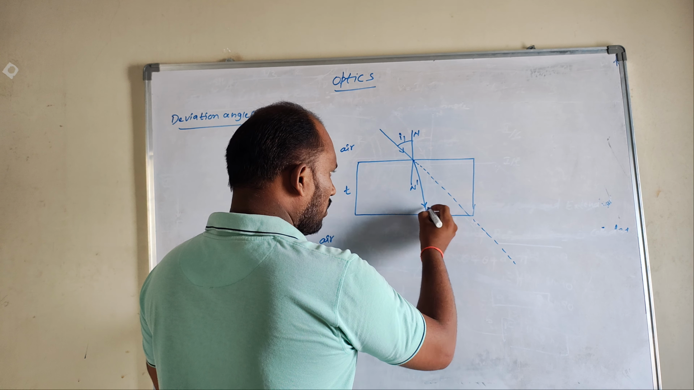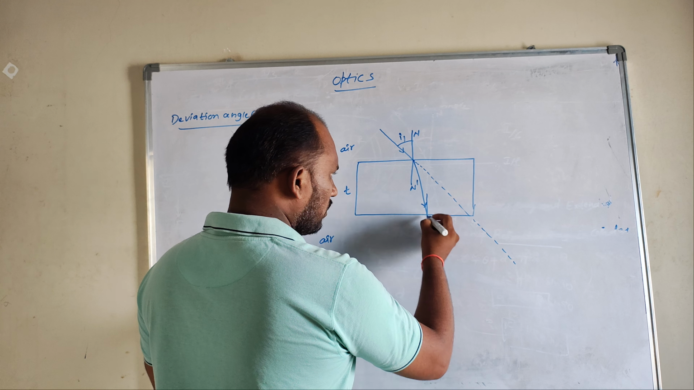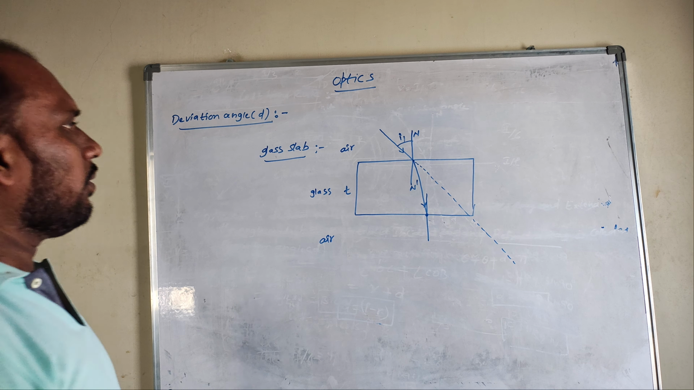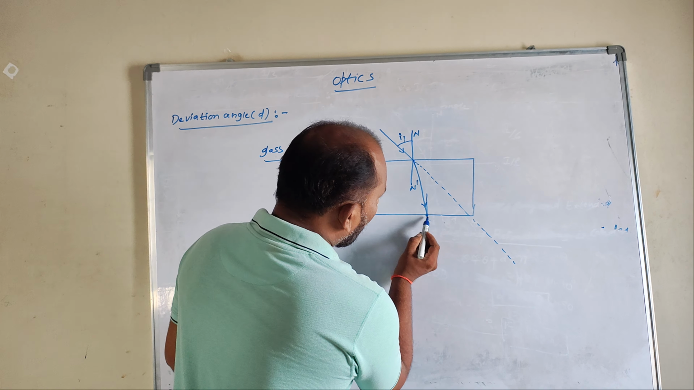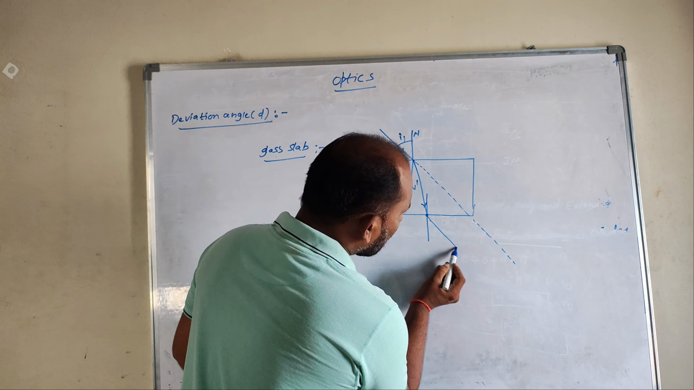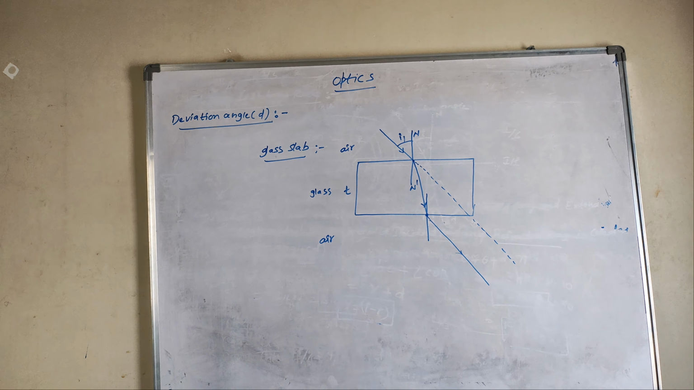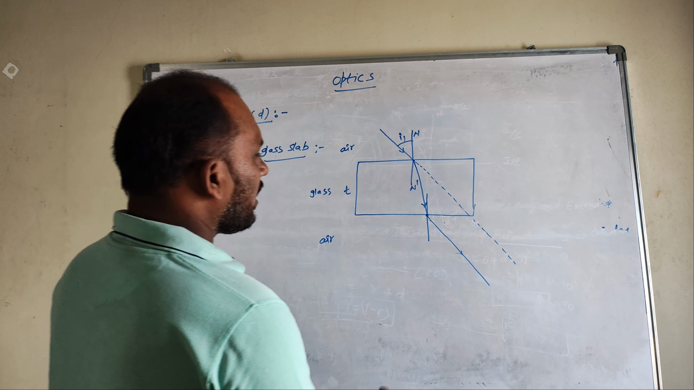Towards the normal line. Now once again I have drawn a normal line at the point of incidence. Now I have to get an emergent ray. How to get an emergent ray? So this angle is I2.